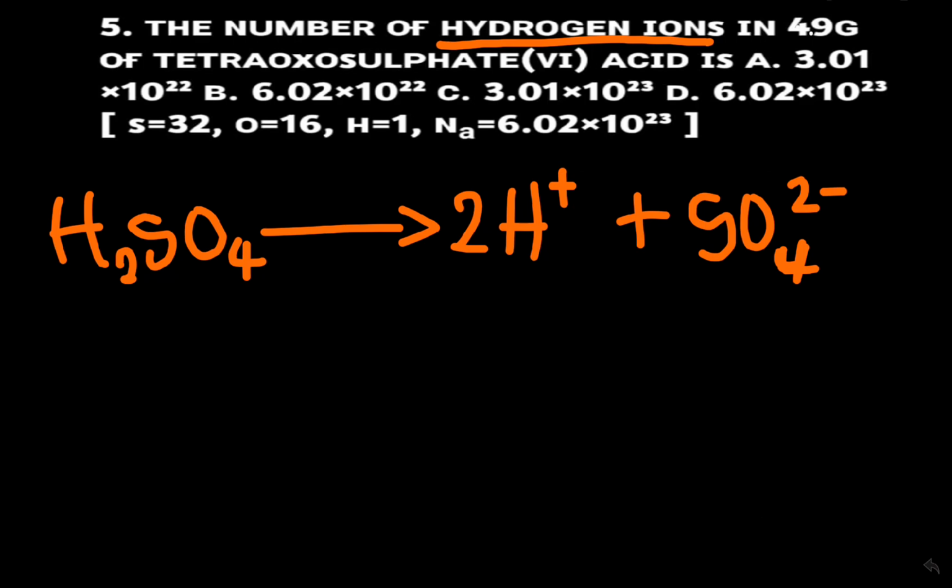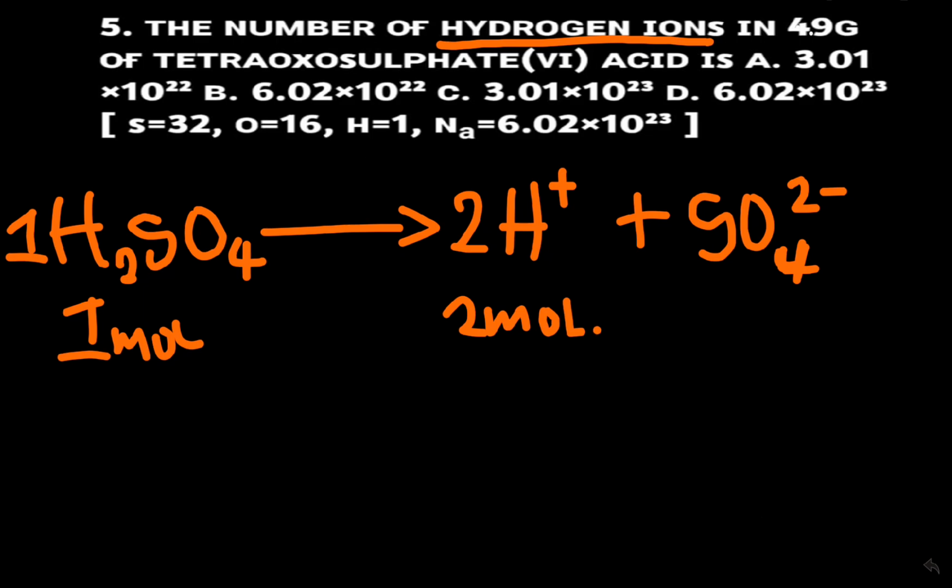It becomes balanced. Next thing to do is that we write out the ratio of moles between tetraoxosulfate 6 acid and hydrogen ion. Here we have 1 mole, so 1 mole here. Here we have 2 moles.